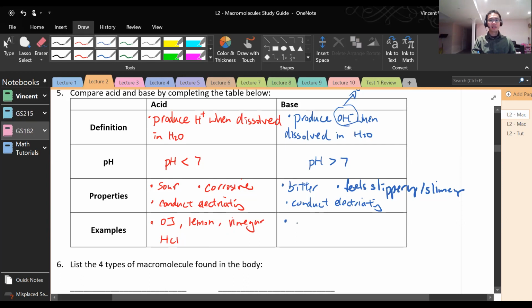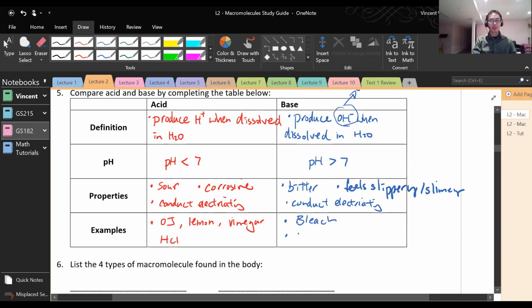Banana. Nah, if something is solid, it's hard to tell if it's acid or base, right? You can't dissolve a banana in water and ask whether it produces OH. Not everything is acid and base, you know what I mean? Egg white, you guys have really interesting examples. Let's stick with the more common ones.